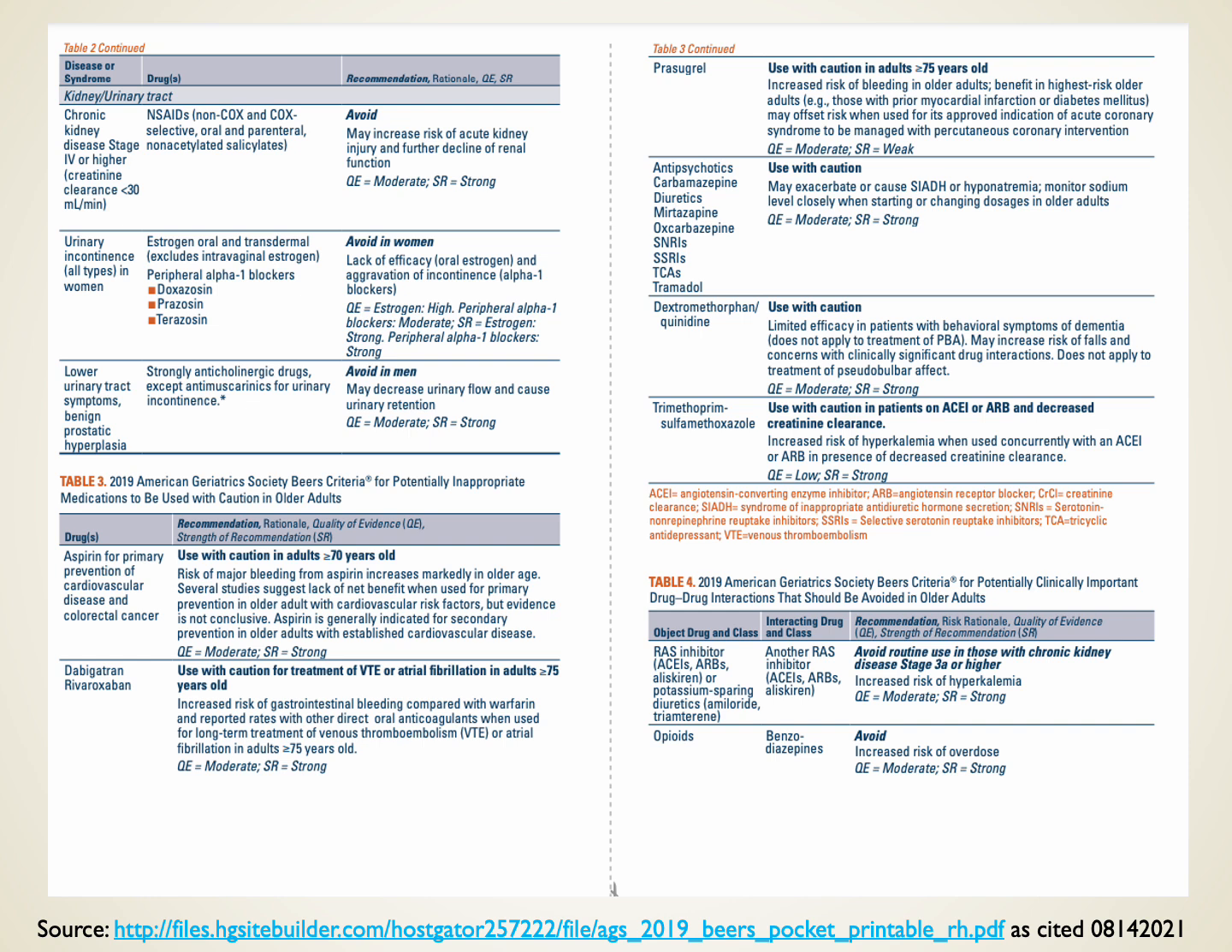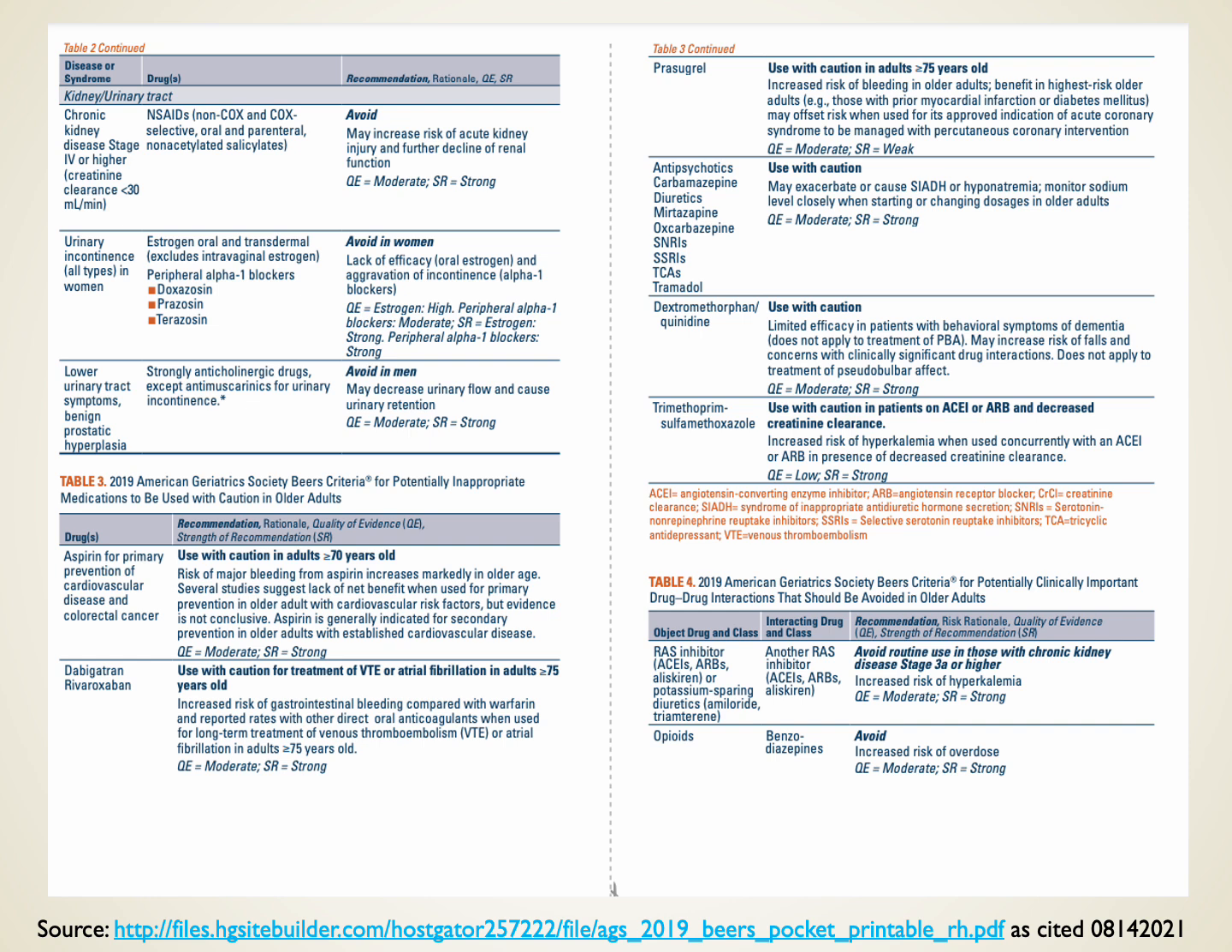On table 3, they look at potentially inappropriate meds to be used with caution in older patients, not so much avoided. And this list is about being careful with aspirin and the DOACs, weighing risk and benefit. On the upper right-hand side, we talk about being careful about a whole host of meds that affect syndrome of inappropriate ADH secretion or hyponatremia that are listed there, particularly carbamazepine and the antipsychotics.